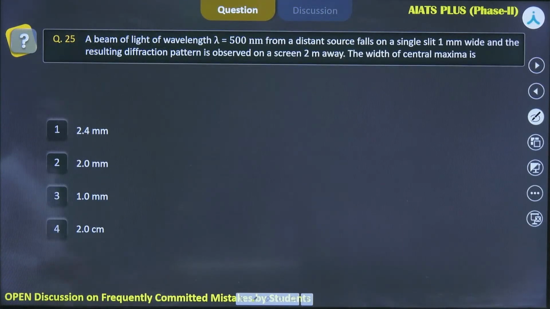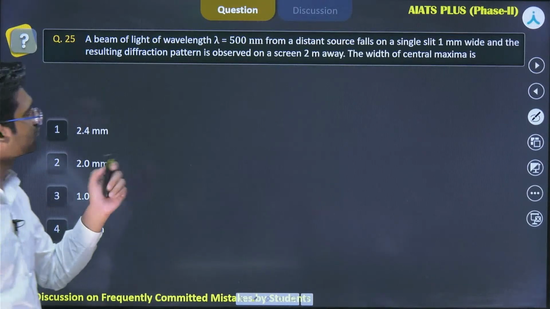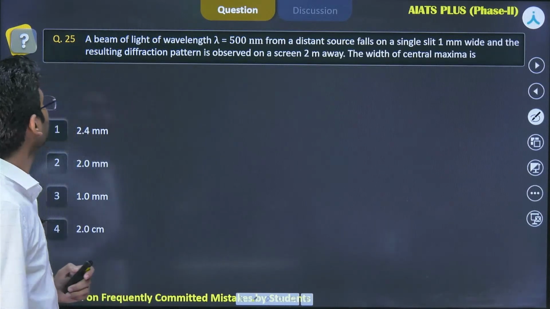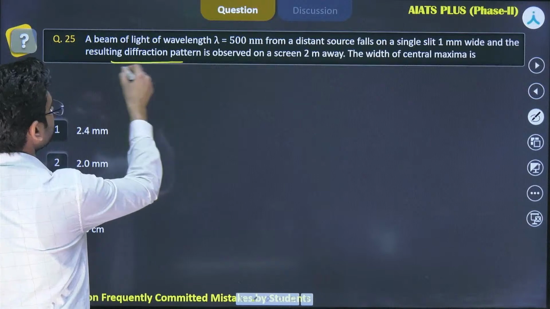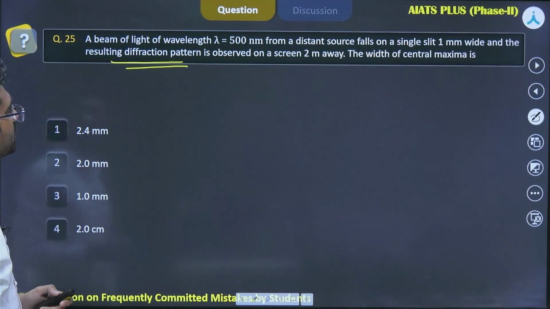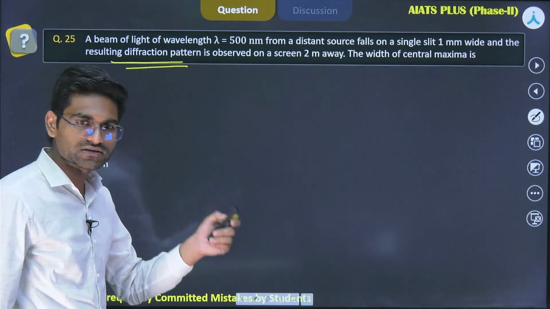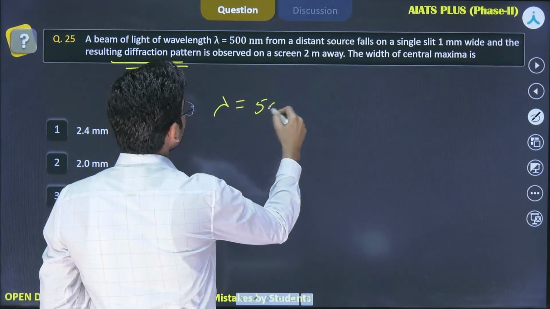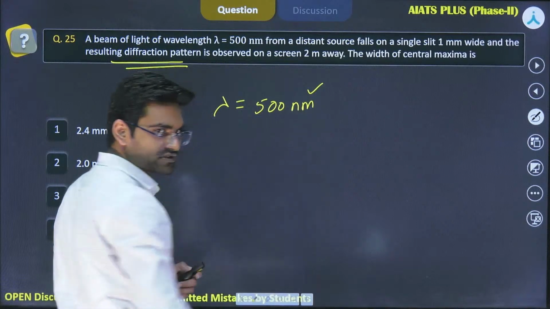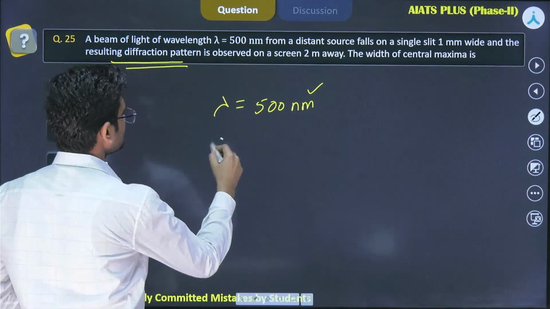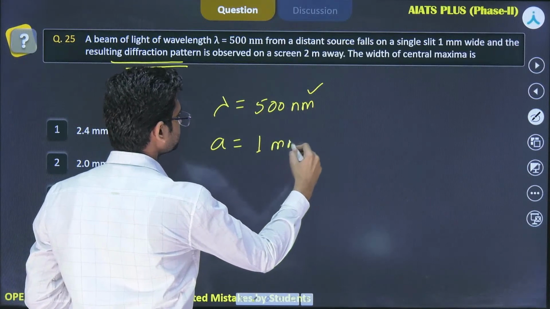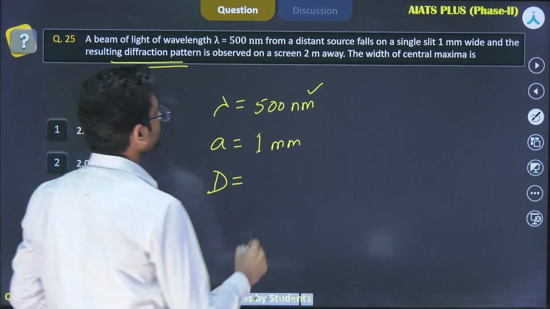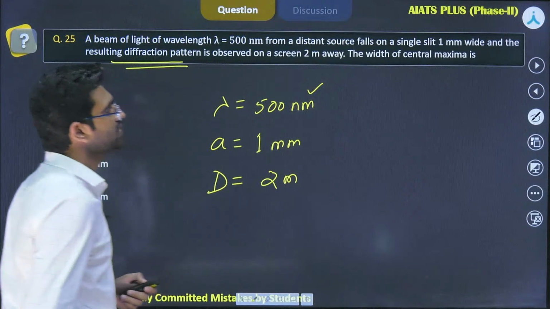Let's see another question. A beam of light of wavelength lambda equal to 500 nanometer from a distant source falls on a single slit 1 mm wide, and the resulting diffraction pattern is observed on a screen 2 meter away. The width of the central maxima is to be found. What is given? Lambda is equal to 500 nanometer, this is the light we are using as a source. This is the slit, which is equal to 1 mm, and the distance, denoted by capital D, is equal to 2 meter. We have to find the width of the central maxima.